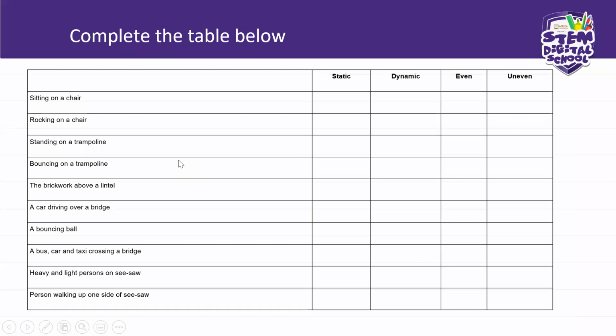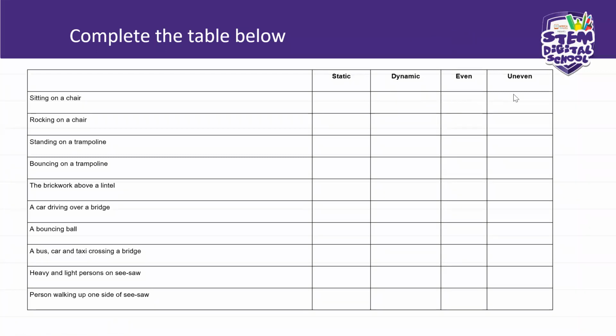Right, now complete the table below. Sitting on a chair, rocking a chair. Okay, let us take it one by one. Sitting on a chair. If it was a worksheet, you would be ticking on it. Okay, sitting on a chair, is it static or dynamic force? I want you to speak through your mics if you can, okay? Sitting on a chair is static.